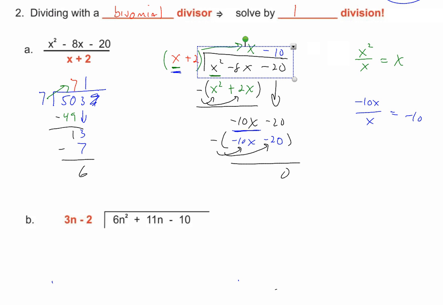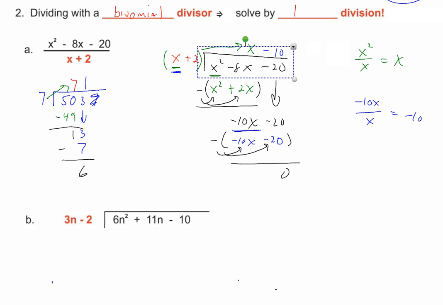What's x squared minus 8x minus 20 divided by x plus 2? Answer, x minus 10. By the way, anybody know how to check your answer? Nick? X plus 2 times x minus 10. Look, this times this has to get you back to this, right? You guys know that, right? For example, 12 divided by 4 equals 3. What's 3 times 4? 12, right? You know that relationship.